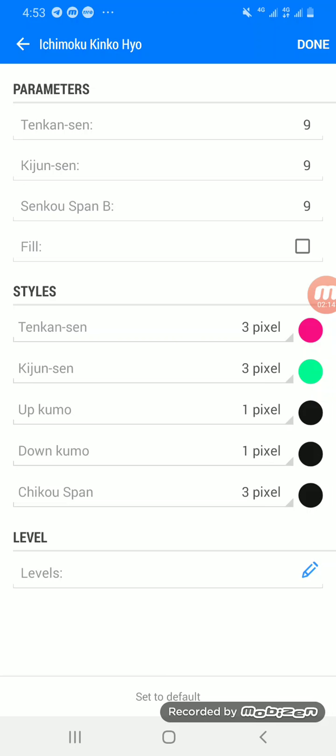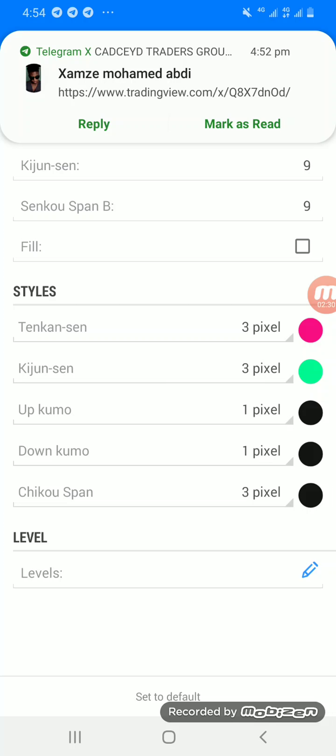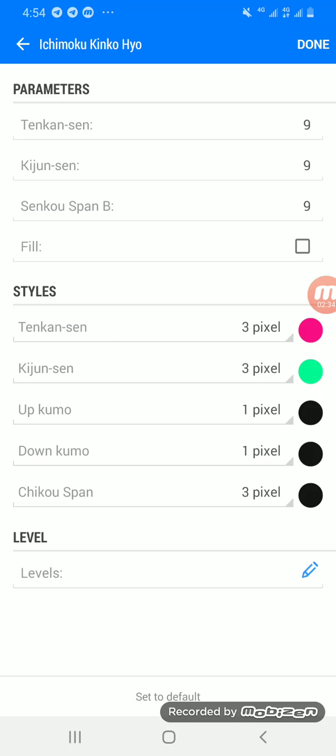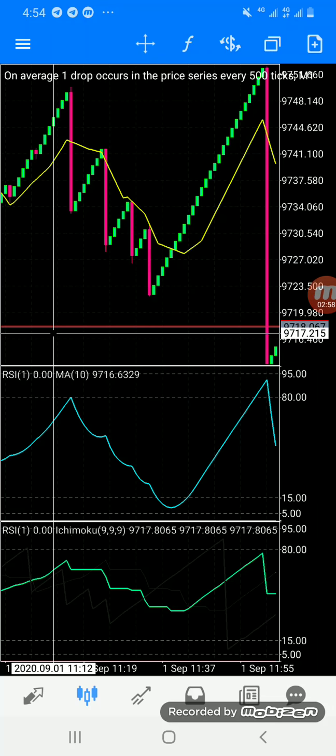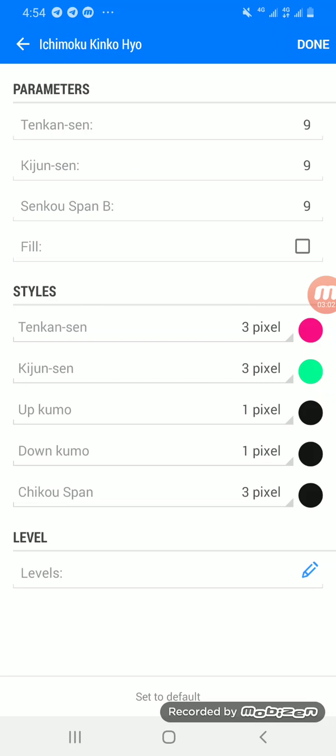And also add Ichimoku, which is Tenkan-sen 9, Kijun-sen 26, Senkou Span B 52. Then the top ones are Tenkan-sen and Kijun-sen, with two different colors, and then we also apply the same color as the main chart for the Up Kumo, Down Kumo, and Chikou Span. The main chart has a black color, so we have to apply the down and up Kumo, and also the Chikou Span, with the color of the main chart, which is black.